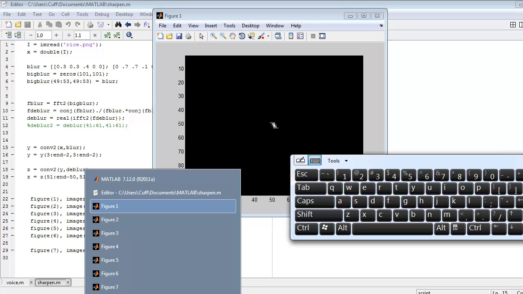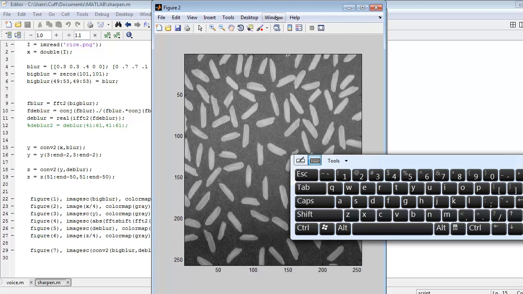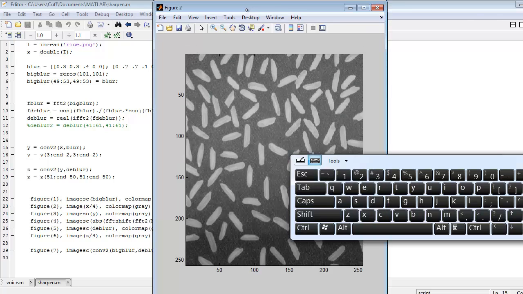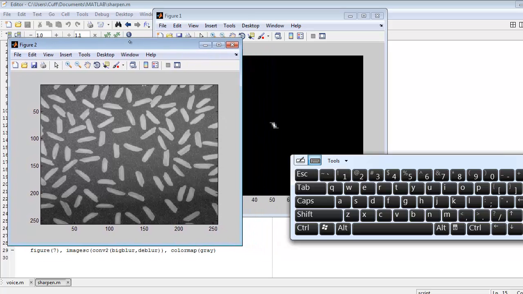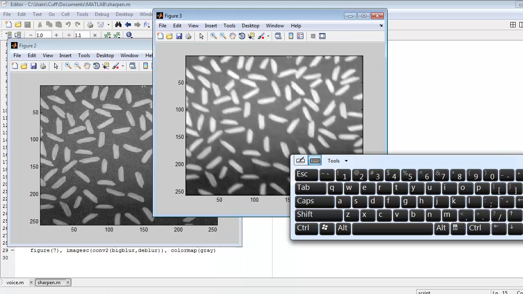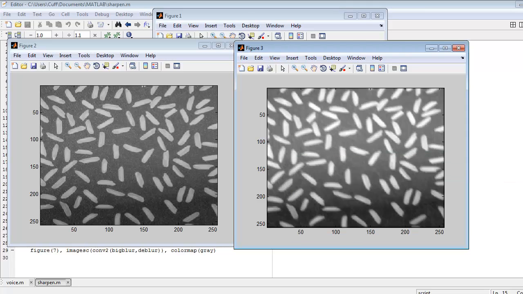So here's the start. Here's what the image was. Okay, here's what it was. And I want to pull up the correct things here. There's the blurred image. Looks blurry, right?